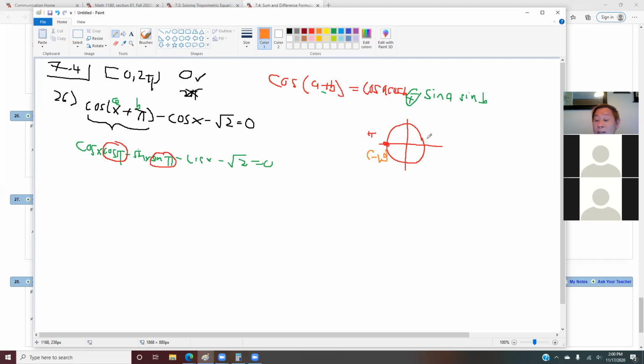Because your radius is 1 in this case. So cosine, is it X or Y? X, yep. And sine is your Y. So what is the X value in this case?